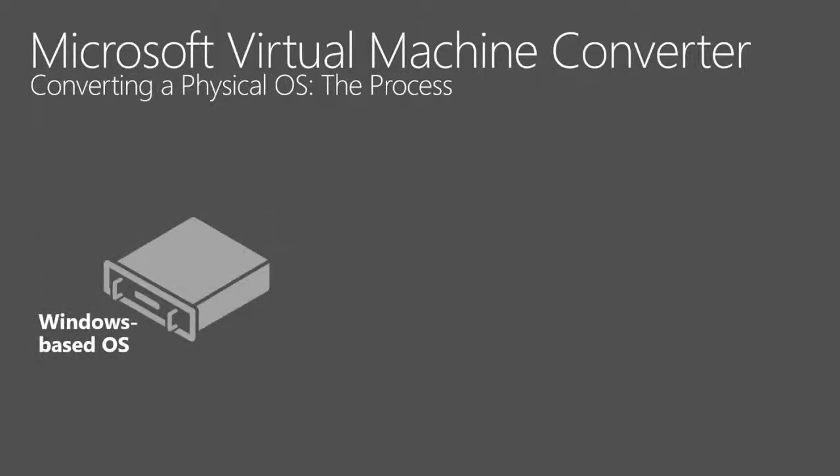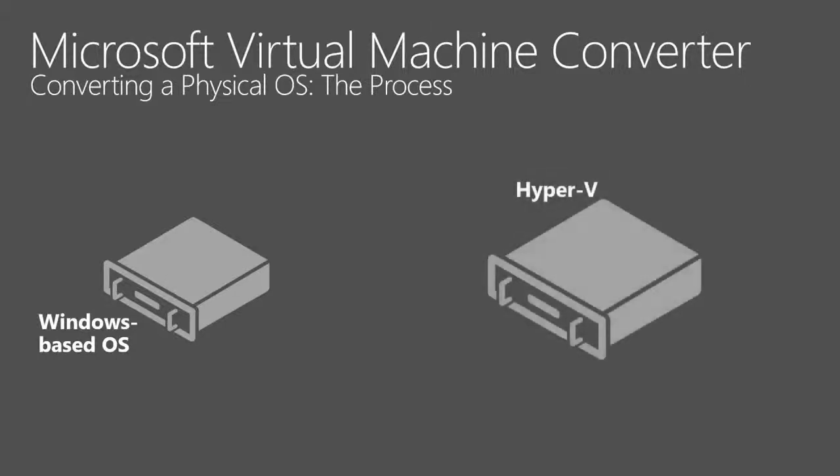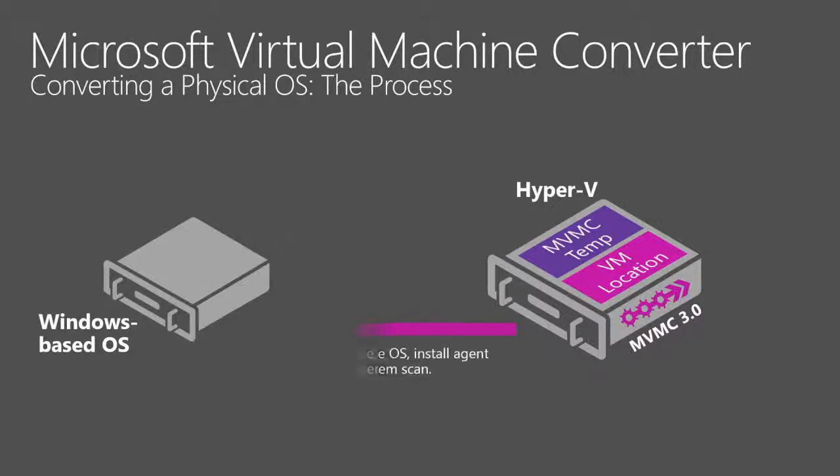And when we think about what the process looks like, you've got your Windows-based operating system that you're converting for physical, and you've got your Hyper-V host. And we'll kick off by installing MVMC 3. Start the process. We need to define a couple of places where we're going to store the files that will be placed once the conversion is completed. In this case, we need somewhere where the virtual machines are going to live. That could be on your SAN, it could be local disk, it could be on a file share, whatever it may be. And we'll need some kind of scratch space as well where we'll handle some of the conversion steps as we're going through the process.